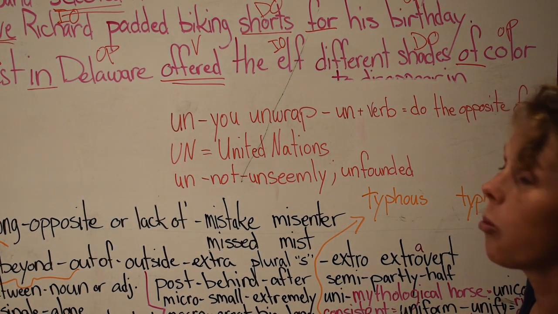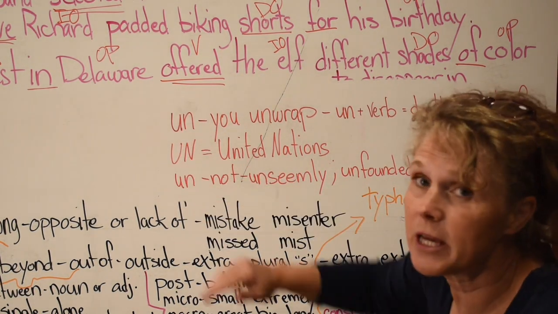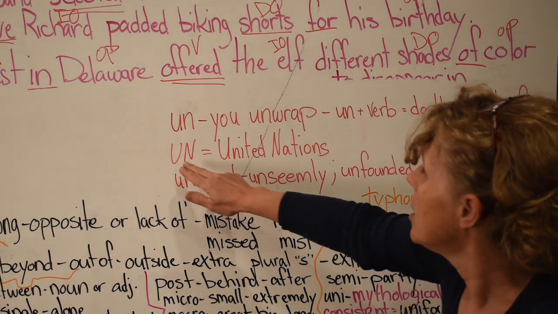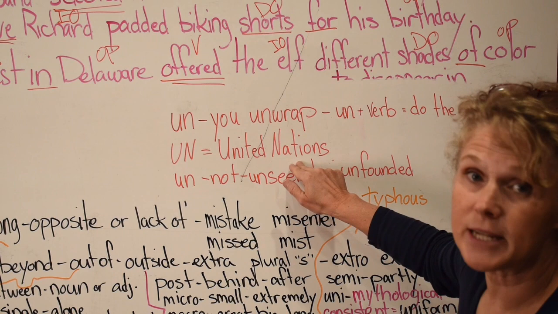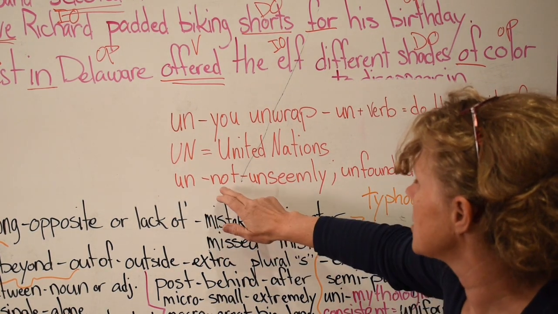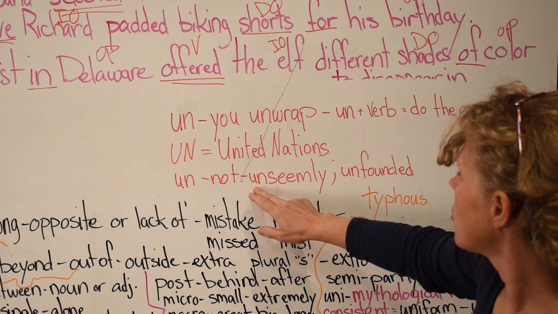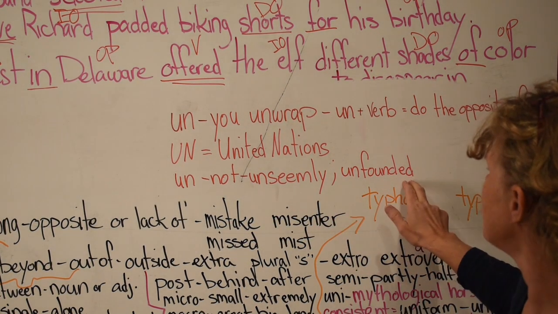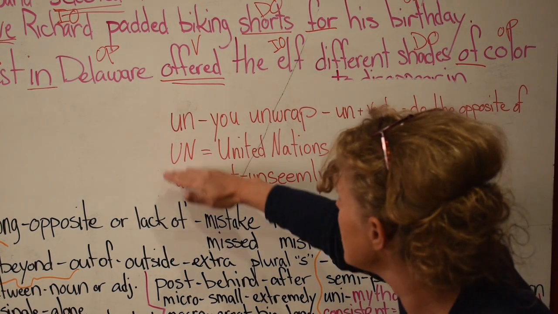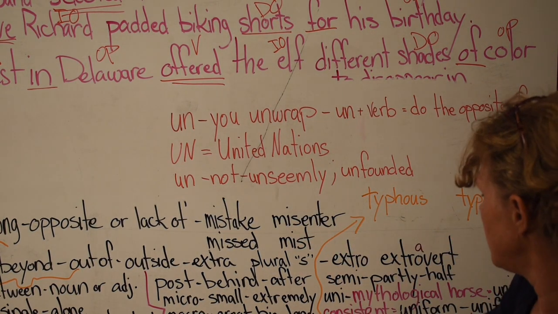Una just means one. This does not. So be careful. If you see un, it doesn't mean you have this prefix. UN also means United Nations, and un means not. So unseemly or unfounded, not seemly. So just make sure that you are not getting those confused.